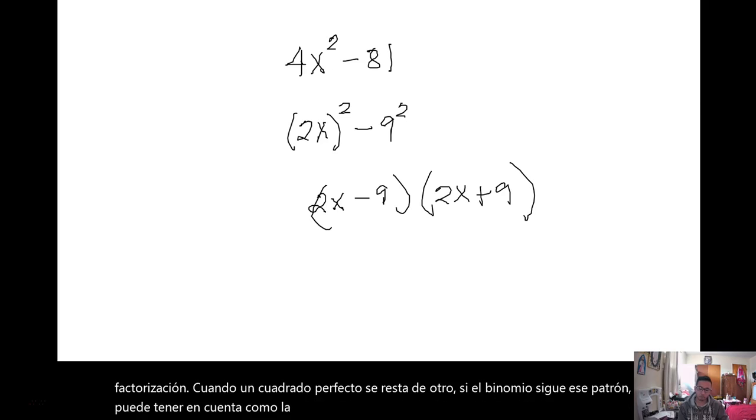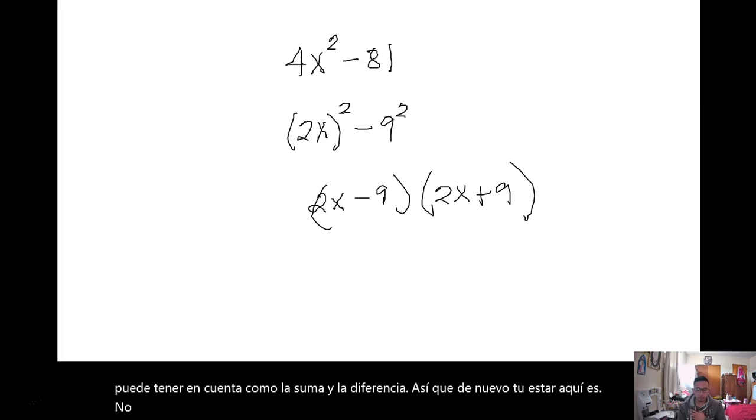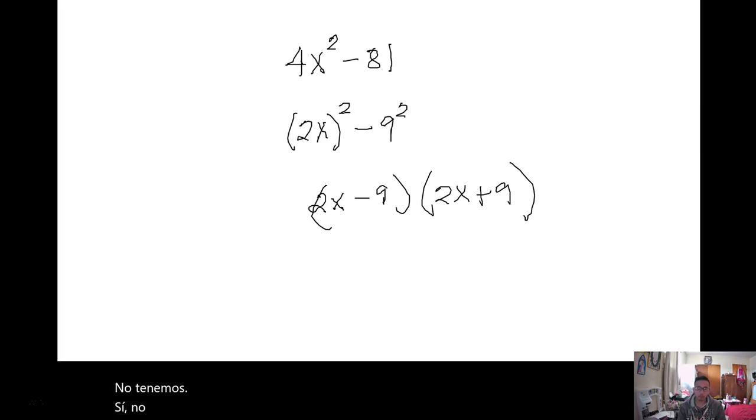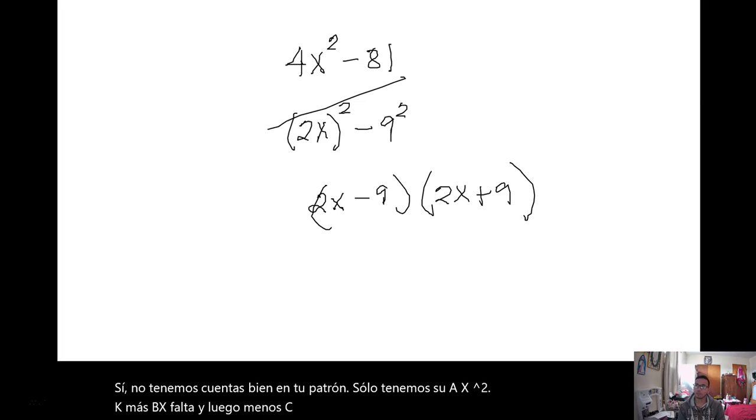So again, your b here, we don't have b's. In your pattern, we only have your ax squared, and then bx is missing, and then minus c. So that is in this example here.